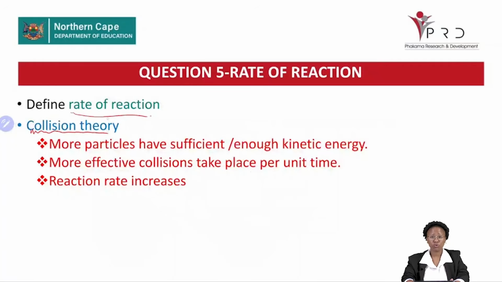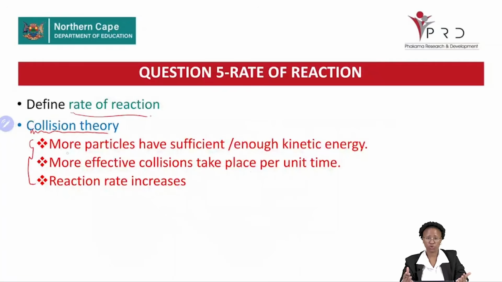So what is it that I want you to know as you are going to be looking at the factors that are affecting the rate of reaction? I want you to memorize these 3 points, because these 3 points will always be the same when you are looking at the other factors that are influencing the rate of reaction. For example, more or less particles will have enough kinetic energy to react. More or less effective collisions will take place per unit time. Why am I saying more or less? It's because it's going to depend on whether you are increasing temperature or decreasing temperature. Obviously, when you are increasing temperature, more particles will have enough energy to react.